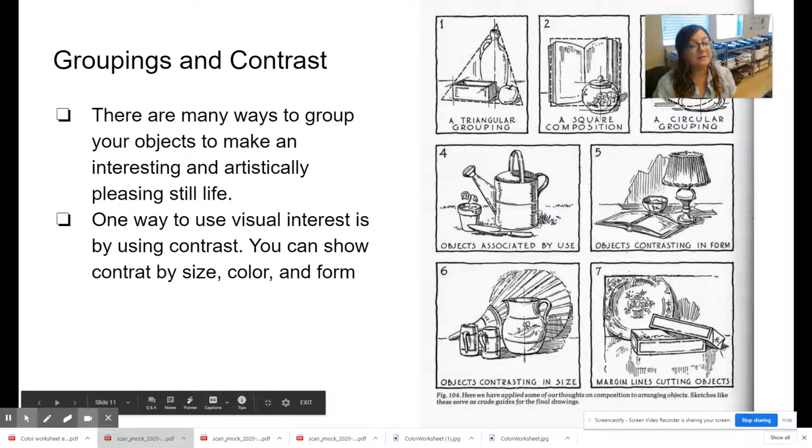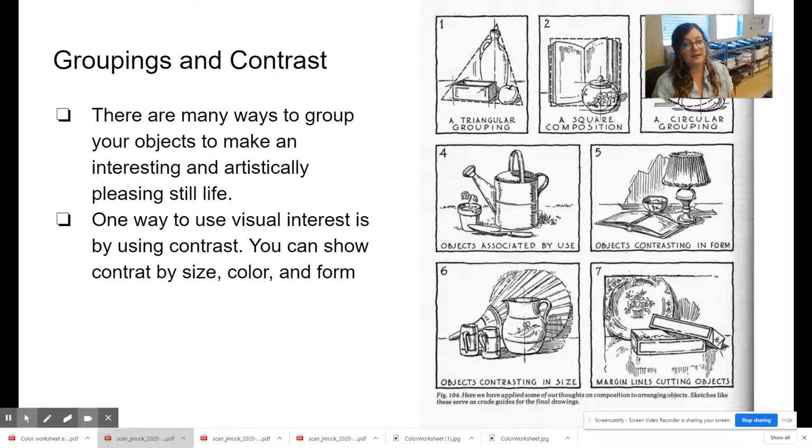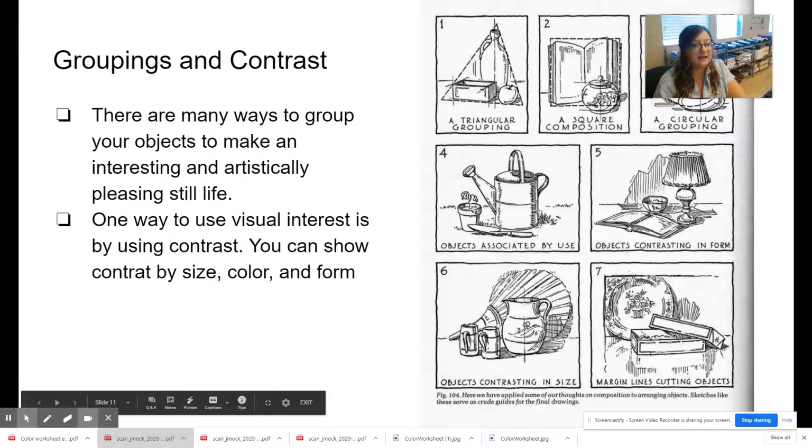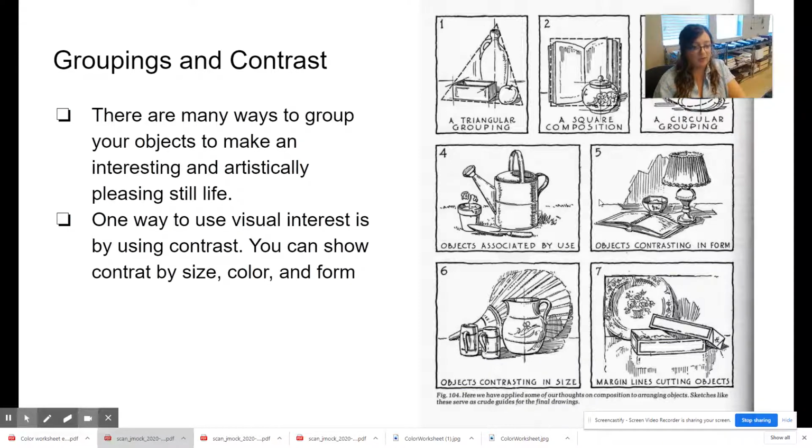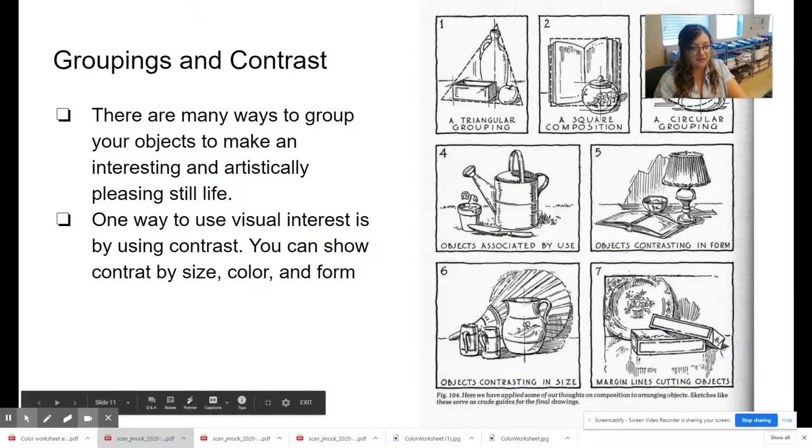All right, let's talk a little bit more about still life now and grouping and contrast. So there are many ways you can group your objects to make them interesting or to make them artistically pleasing. One way you can use visual interest is by using contrast. You can do contrast by size, by color, by form, things like that. So you can see, this is a really good way to show your objects contrasting in form, contrasting in size down here.